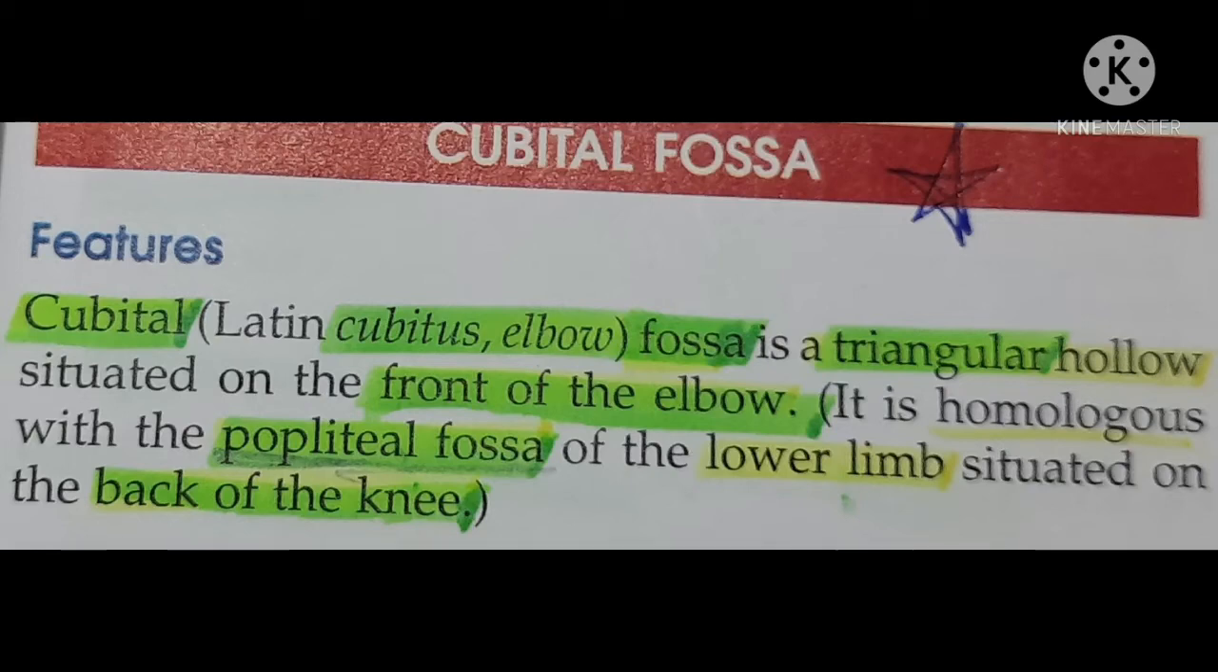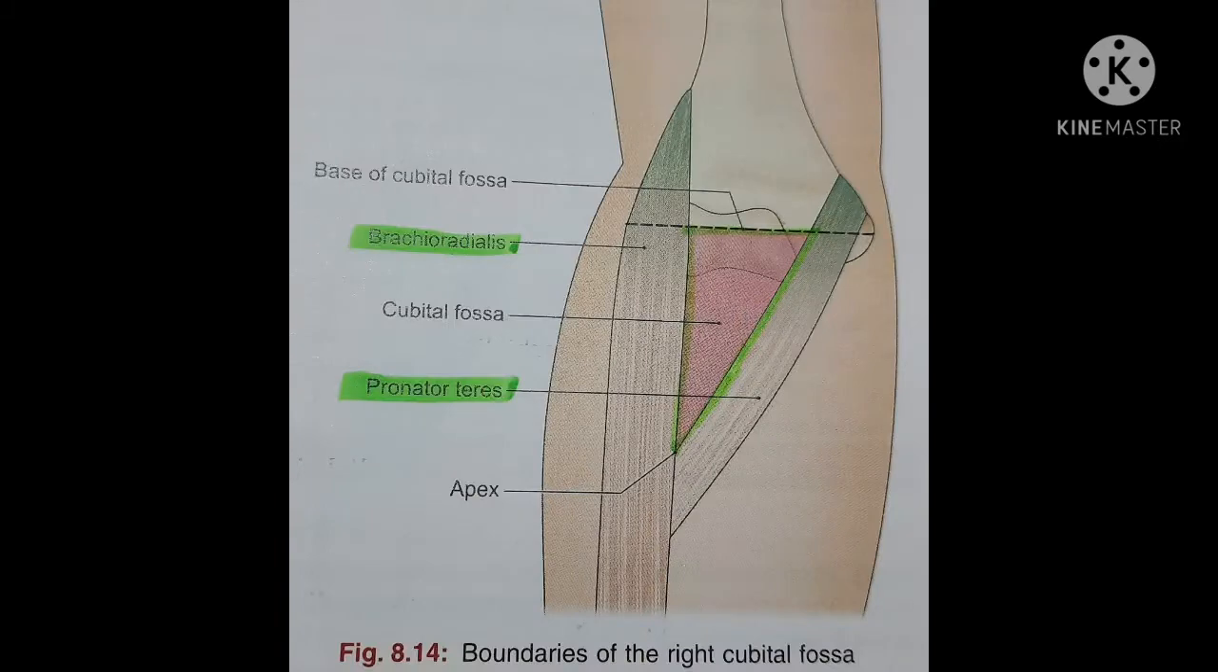Cubital fossa. Features. Cubital, Latin cubitus meaning elbow, and fossa is a triangular hollow situated on the front of the elbow. It is homologous with the popliteal fossa of the lower limb, situated on the back of the knee.